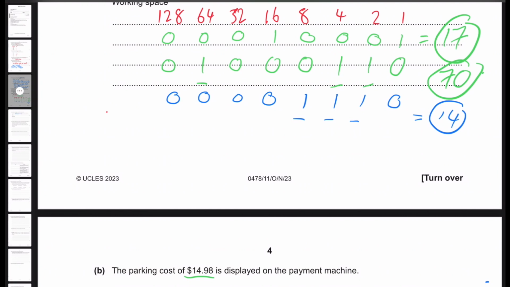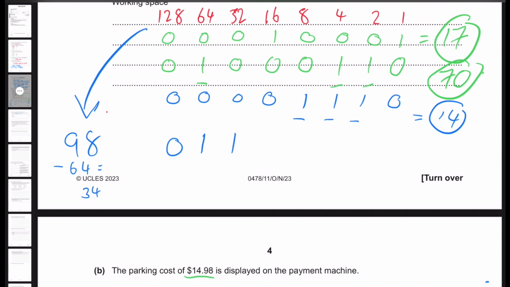Okay, now for 98. Here we've got 128, 64. 128 doesn't go into 98. 64 does go into 98. So 98 minus 64 equals 34. So we've got 34 left.